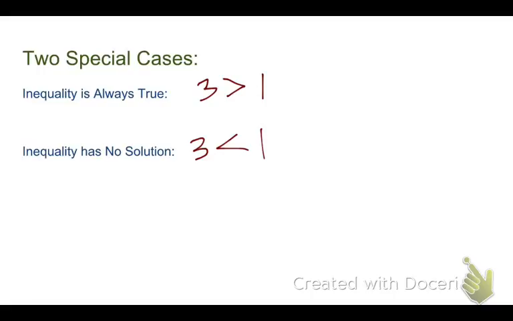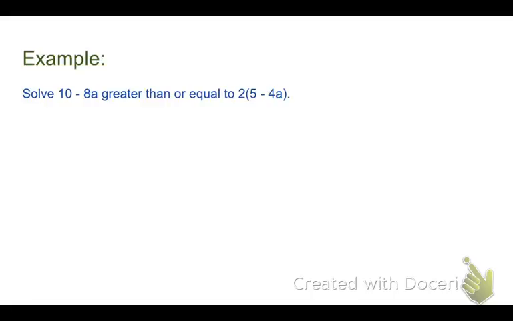3 is never less than 1. We can also indicate that by putting a line through the inequality. Inequality there has no solution. So let's look at how we use those ideas of always true and no solution.